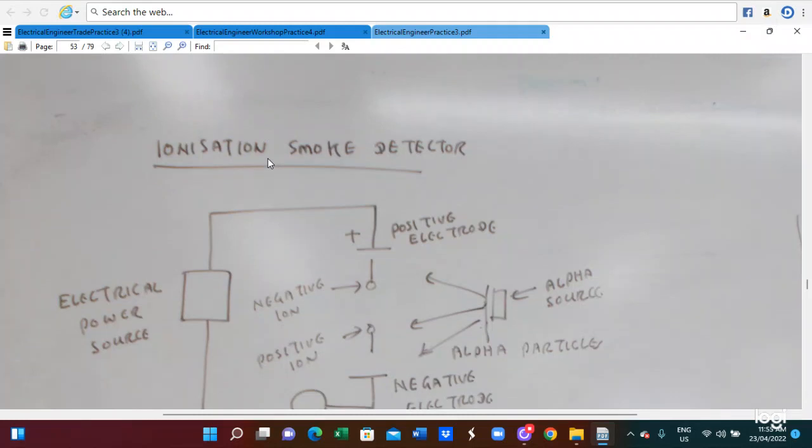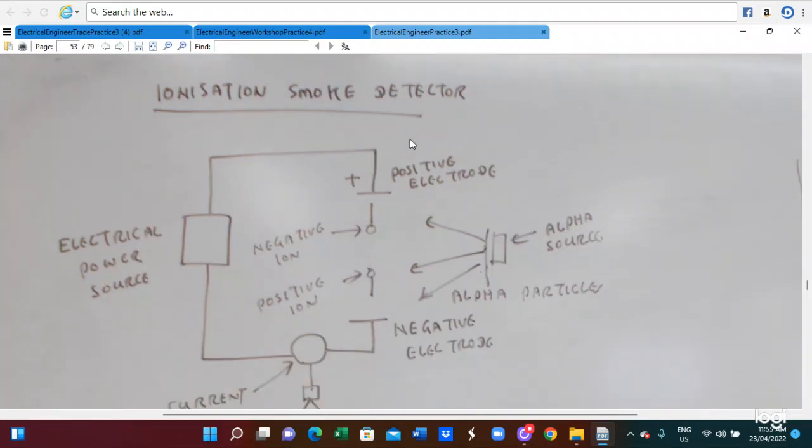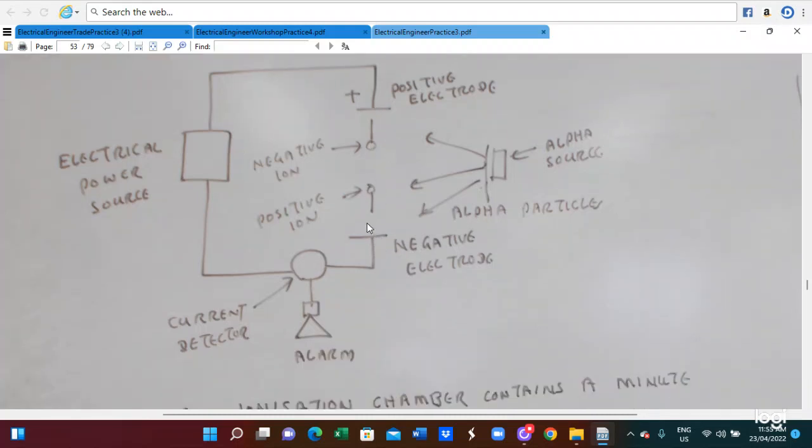And then the next one is another emergency system, which includes the ionization smoke detector system. This is the electrical power source, and this is the positive and negative side, the positive electrode and the negative electrode. When the main power fails, the alpha particles, when smoke comes in, are filled between the chamber. Therefore, the electrical current is conducted from the positive and negative charge, and then this will sound the alarm.